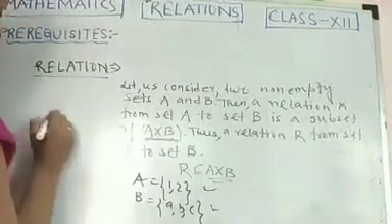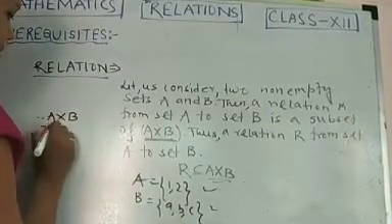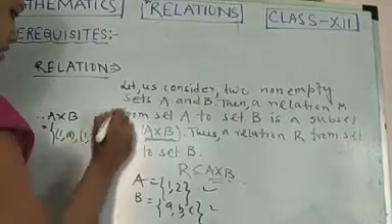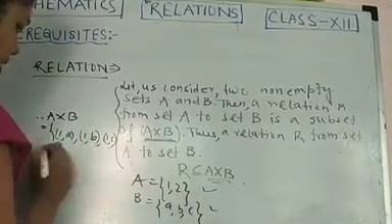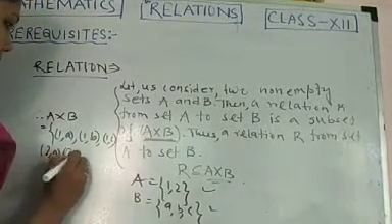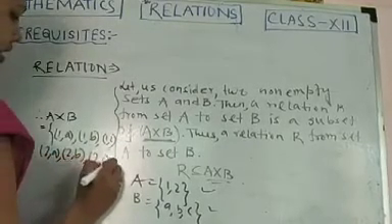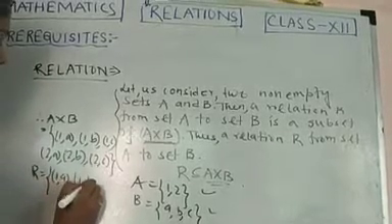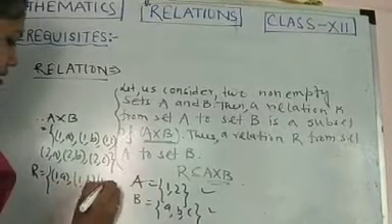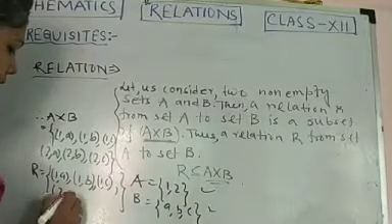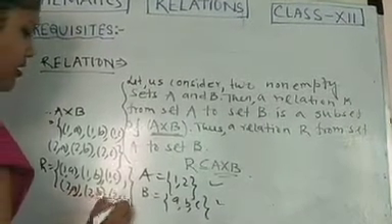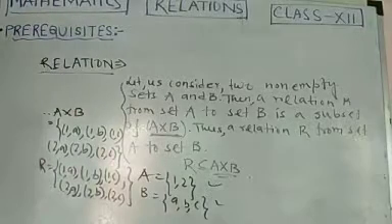In that case, our ordered pair A cross B will contain (1,a), (1,b), (1,c), (2,a), (2,b) and (2,c). And this is also a relation: (1,a), (1,b), (1,c), (2,a), (2,b), (2,c). Okay, this is our relation.